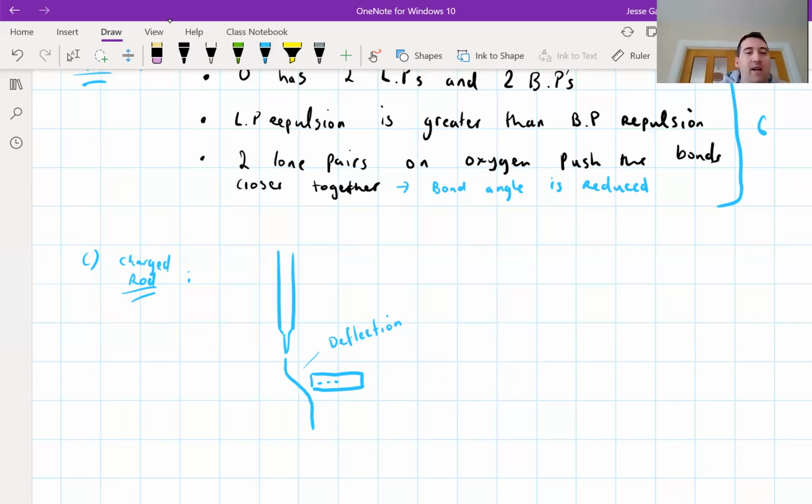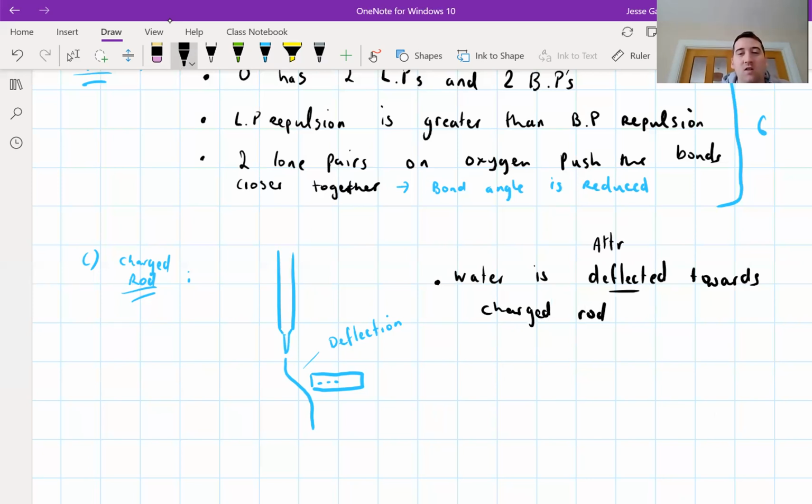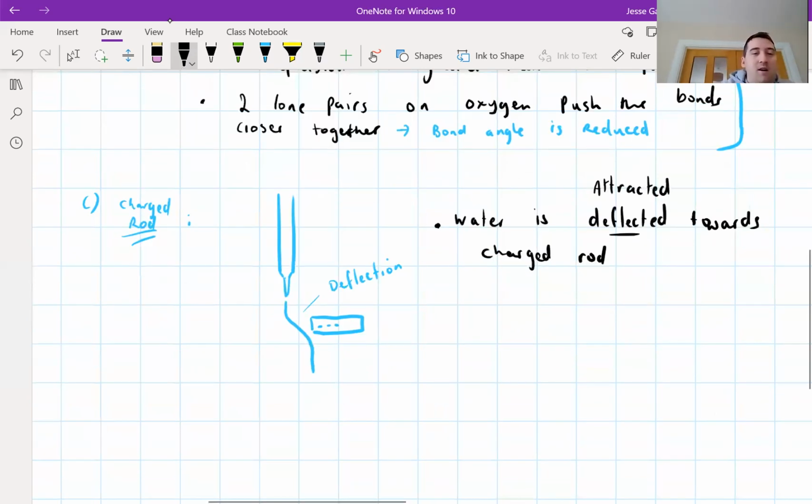So what do we expect to see here? Write it down in a couple of bullet points if you don't have it already, describing what happens. Pause the video and do that now. All right, so you probably really only need one bullet point here. Just exactly what do you see? Water is deflected, which is a good word to use here, deflected towards the charged rod. Other words you might have used here are attracted. Water is attracted towards the charged rod or bends towards the charged rod. That's fine. All right, the next part is to explain why this happens.